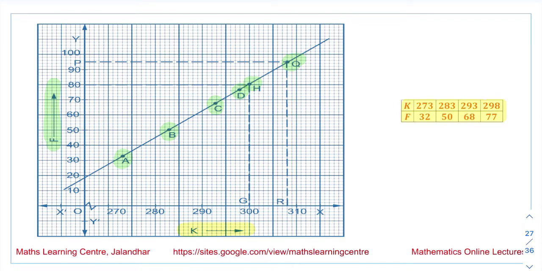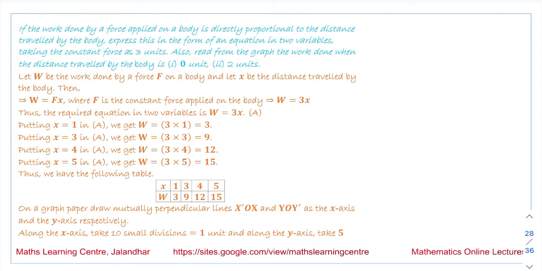Now in this next question, it is given that the work done by a force applied on a body is directly proportional to the distance traveled by the body. So what does directly proportional mean? It means that as the value of distance increases, the work done will increase. So basically we are saying work done is directly proportional to the distance traveled by the body. We are writing W is equal to F into X, where F is the constant of proportionality.